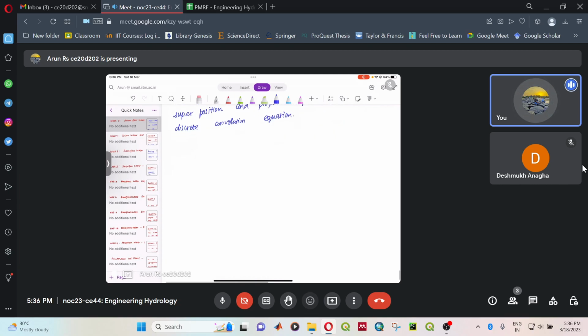So the discrete convolution equation is given by Qn is equal to, that is the hydrograph ordinate of the nth time interval, is a summation of m varying from 1 to n, and this should be less than or equal to M, Pm into U(n minus m plus 1). So here Pm is the rainfall excess, and Qn are the DRH ordinates.